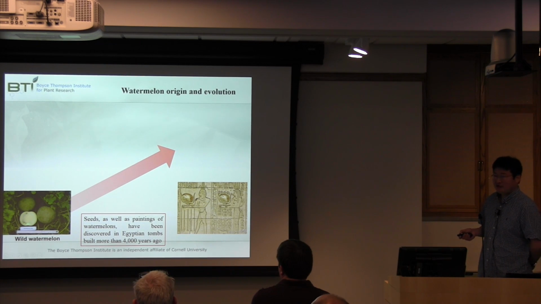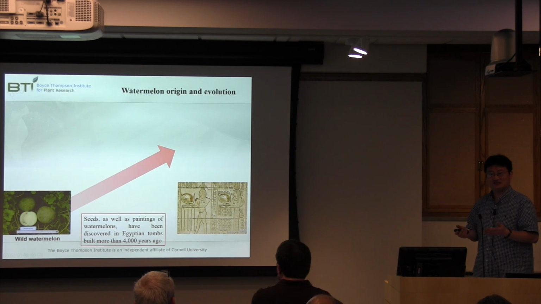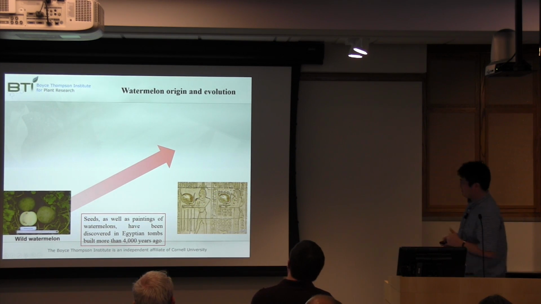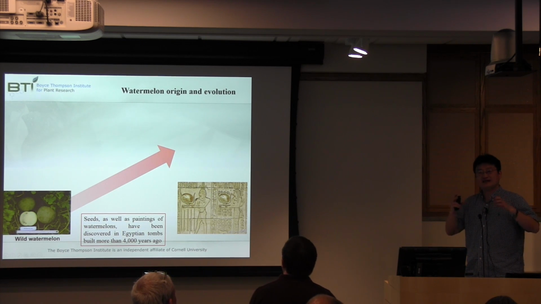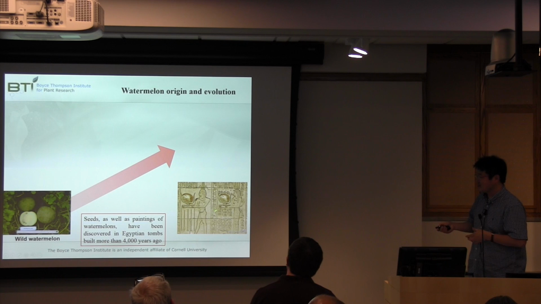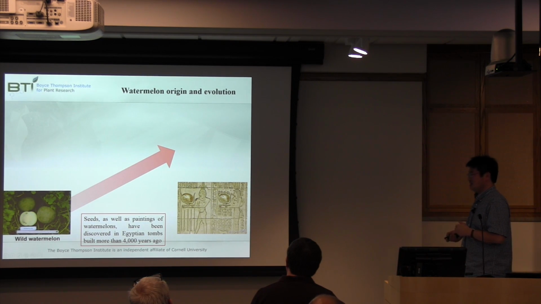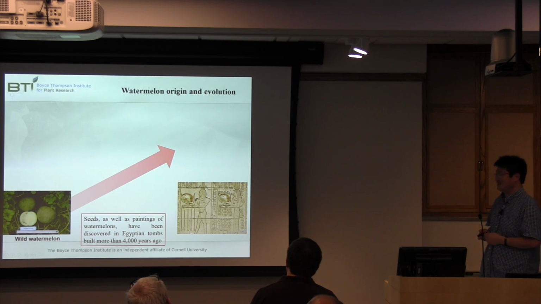So this is the wild watermelon, but about 4,000 years ago, the seeds as well as paintings of watermelon appear. This painting of watermelon was found in Egyptian tombs built more than 4,000 years ago, and you can clearly see that this is a watermelon. The shape is different from the wild type. Wild type watermelon is round, and this one is a little bit long, right? I'm not sure whether it's that clear. But that means 4,000 years ago, people had already started to domesticate watermelon and use it as a fruit. This was called pharaoh's fruit in Egyptian.